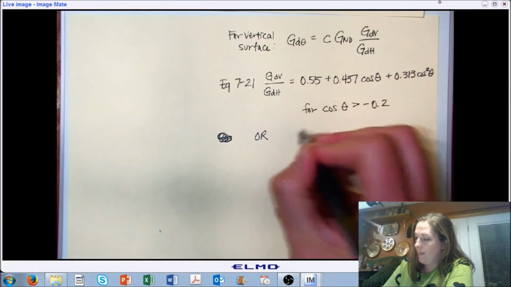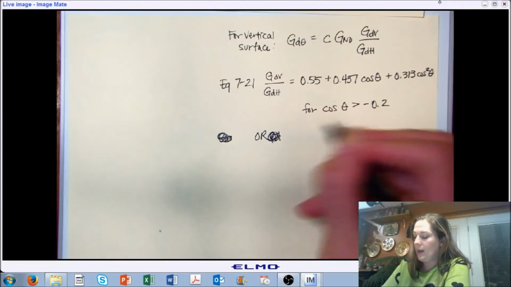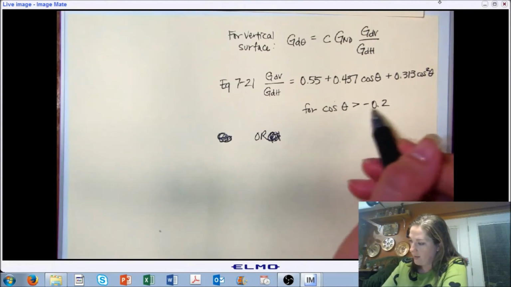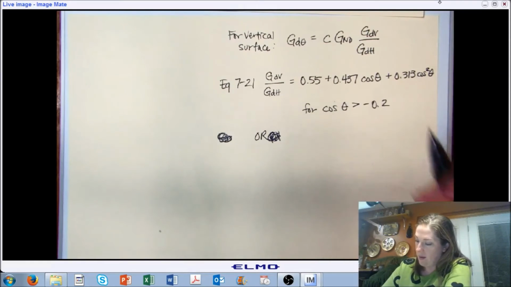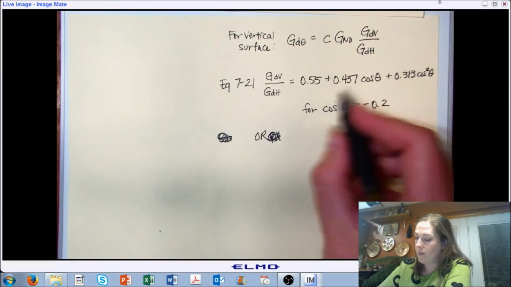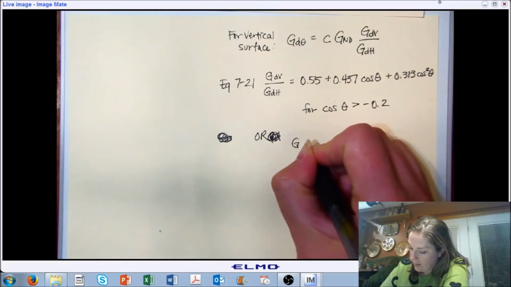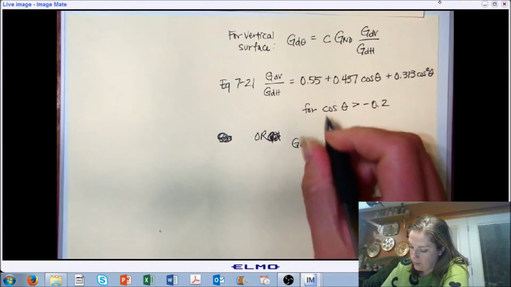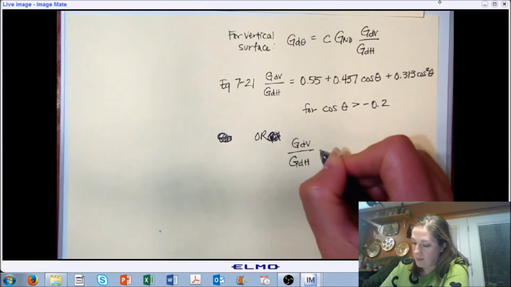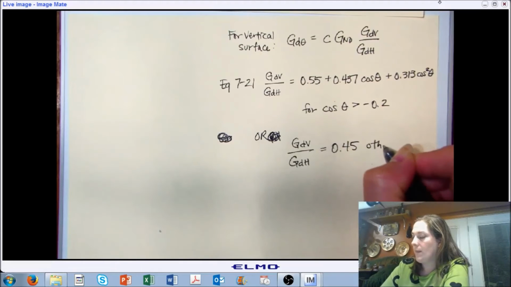This is a little outside of my strongest area. So if our cosine theta is greater than negative 0.2, then you use this more complicated equation, or there's a much simpler one, we just use a constant, sorry for the scribbles, 0.45 otherwise.